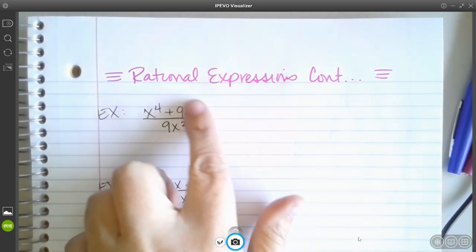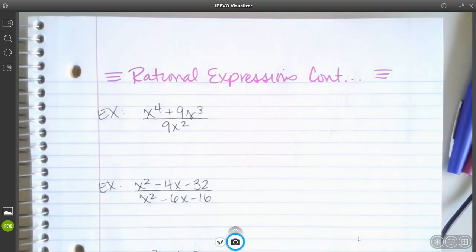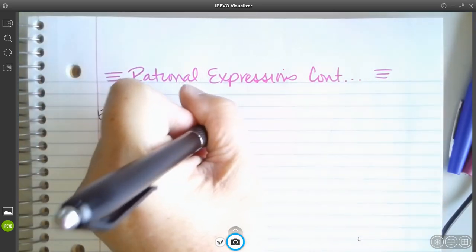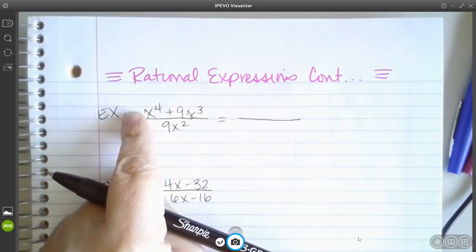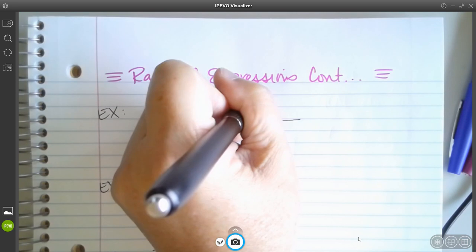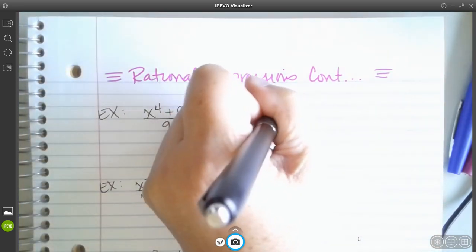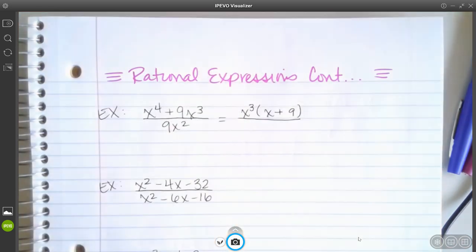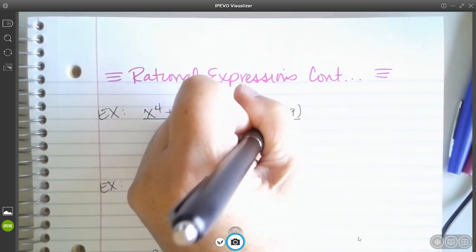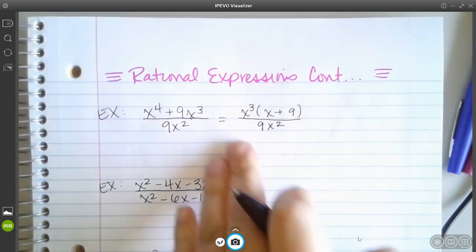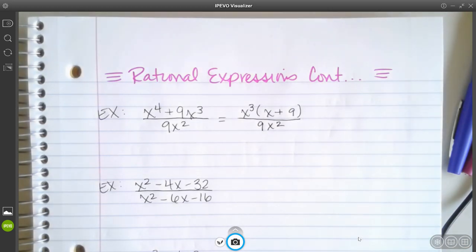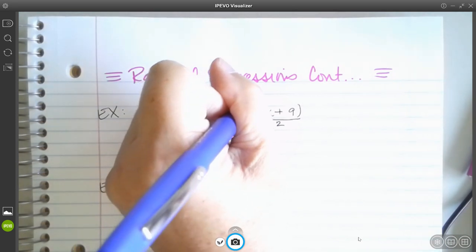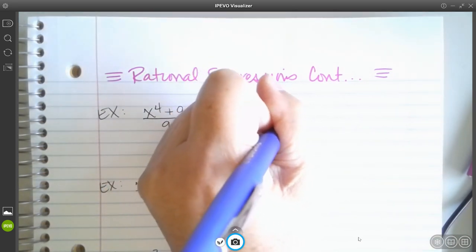Now, this one looks a little bit different than our previous example, but I'm still working with that whole idea of factoring. So I'm going to take the numerator and take out the GCF. The GCF in this case is x to the third. So that leaves x plus 9. And then on the bottom, I have 9x squared. Now, it may not look like you can cancel anything, but you can, in fact, cancel something. So right here, you have x to the third and you have x squared.